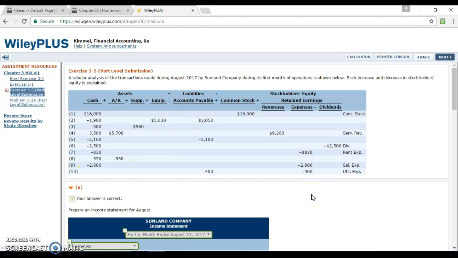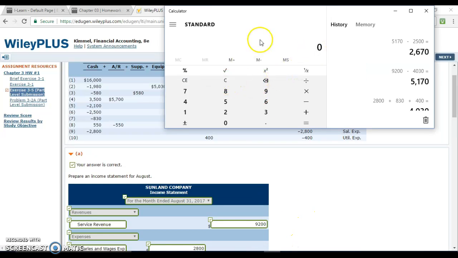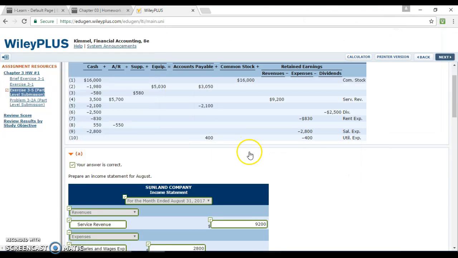So the total amount on the cash, as we look at the transactions through the month, we're going to have $16,000 minus the $1,980, minus the 580, plus the 3,500 minus the 2,100 minus the 2,500 minus 830 plus 550 minus 2,800. That leaves us a balance of $9,260 in cash.